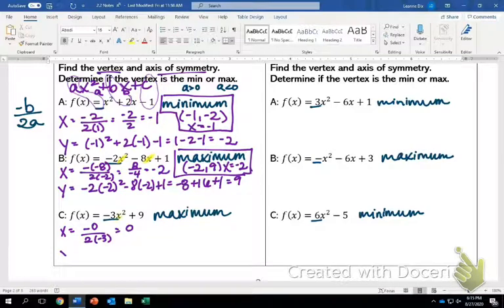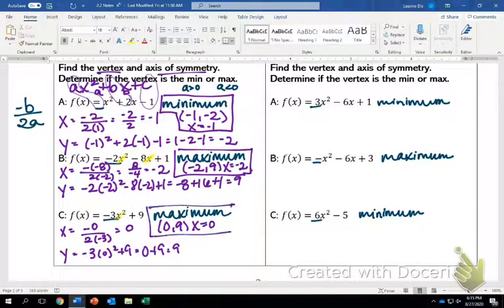So I'm going to plug it into the only x position that I have. So it's going to say negative 3 times 0 squared plus 9. All right, well, obviously 0 squared is 0, and 0 times negative 3 is 0. So it ends up saying 0 plus 9, and 0 plus 9 is 9. So my ordered pair, or my vertex, is 0, 9, with an axis of symmetry at 0.